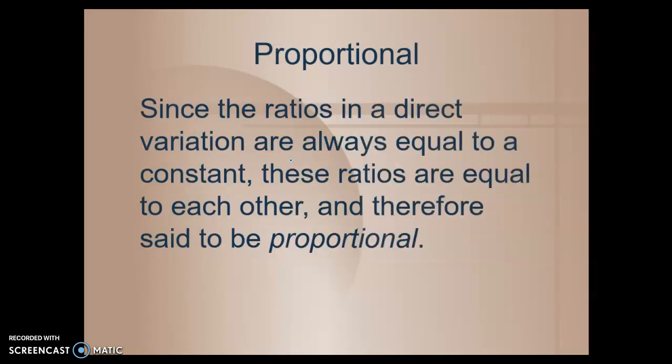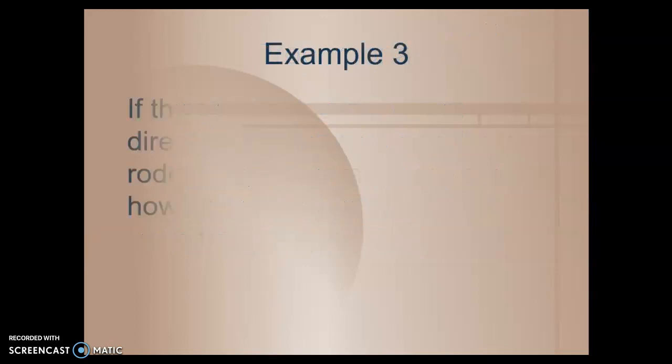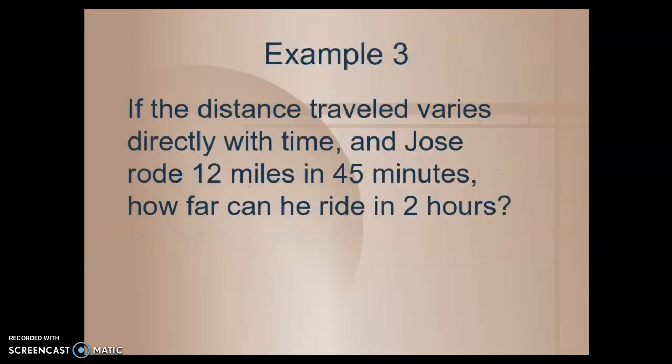Now, because we've said that direct variations are proportional, when we're trying to solve real-world problems, we can use proportions to help us solve or find missing information. Because the ratios in a direct variation are always equal to a constant, they're always equal to each other, and therefore they're said to be proportional. Going back to our earlier example, our chart, 7 over 1 is the same as 14 over 2. When you set two ratios equal to each other, they are proportional. Let's use that to find this information.